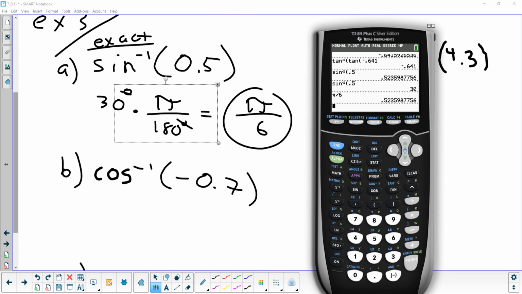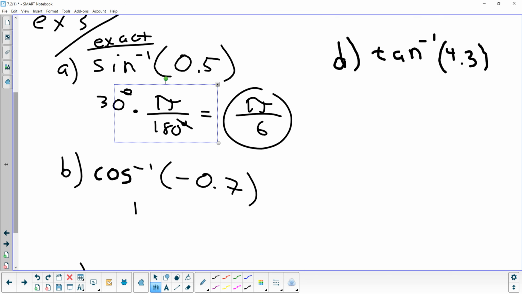So let's just type it in. Inverse cosine of negative 0.7 gives me 134.43 degrees. Okay, so I chose to do this one in degrees. I'm just trying to practice both, so you see both.